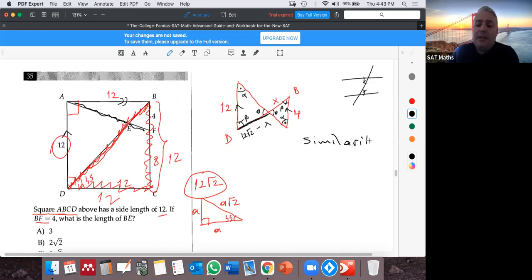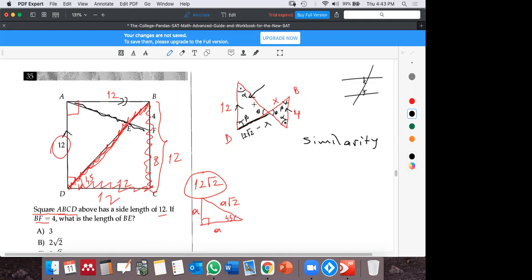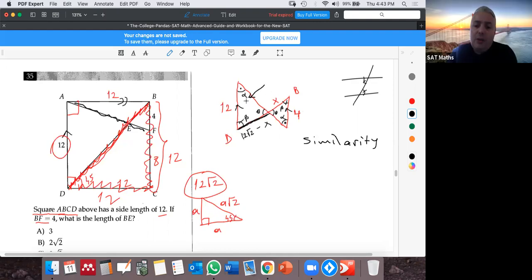If we have the similarity, for example, let me choose this triangle first. In this triangle, opposite of alpha, I have 12 root 2 minus x, divided by, in the small triangle, the opposite of alpha is x, equals, in the big triangle, opposite of theta, it's 12. And in the small triangle, opposite of theta, it's 4.